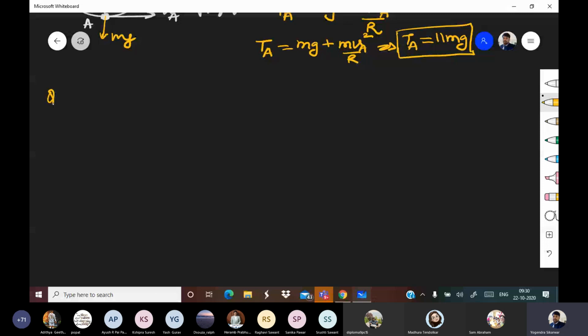If the bullet gets embedded in block A after collision, find the minimum value of u naught such that the system is able to complete the vertical circle.